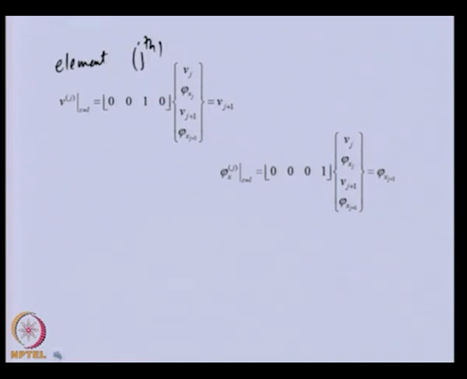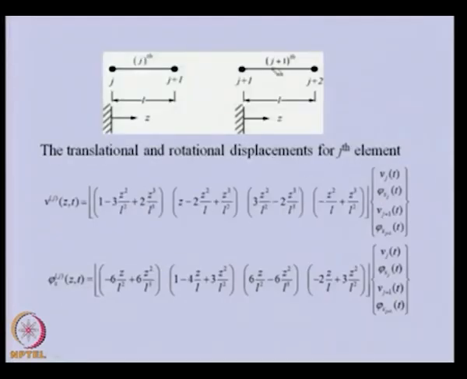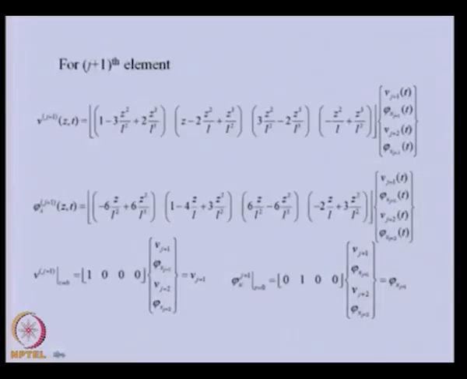Now, for the j plus 1 element, this is the expression. For the j plus 1 element, this is a linear displacement and angular displacement. In this particular case, if we put z equal to 0, because for the j plus 1 element this common node is at z equal to 0, then in this expression we will get 1 here, and the remaining terms will be 0.